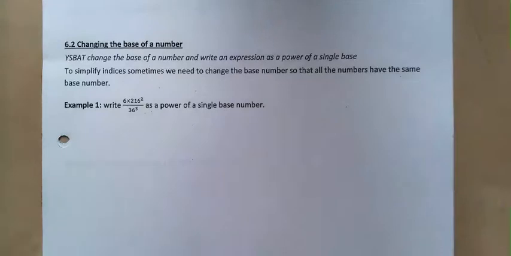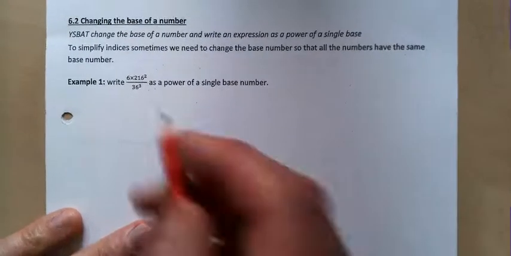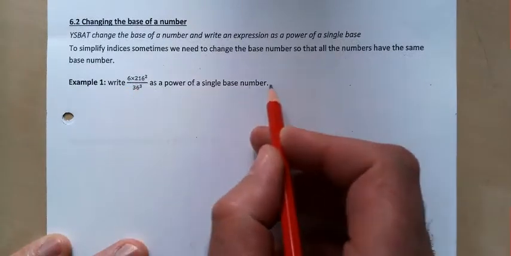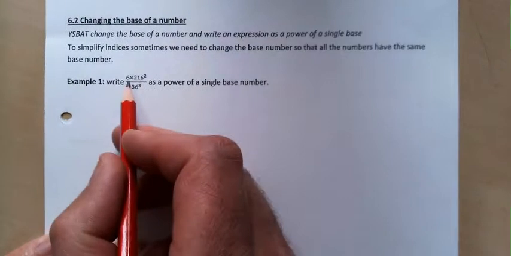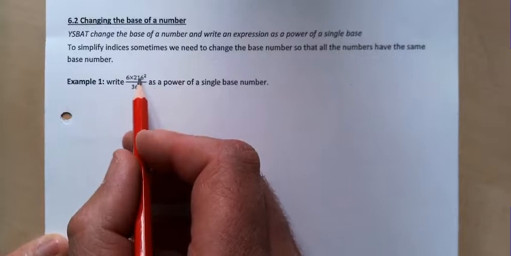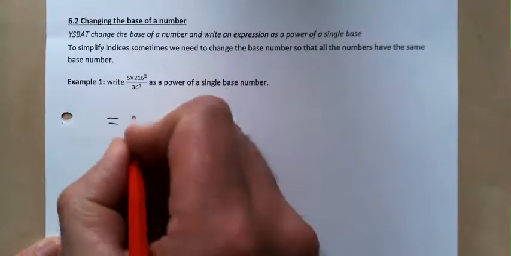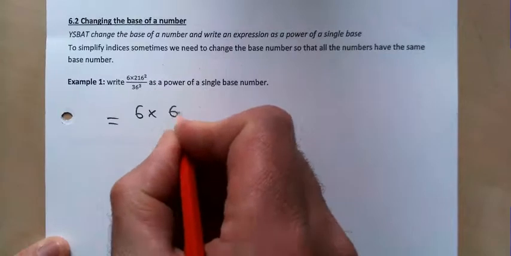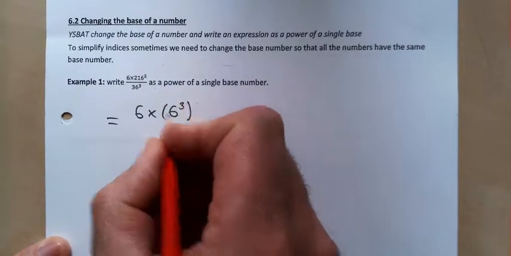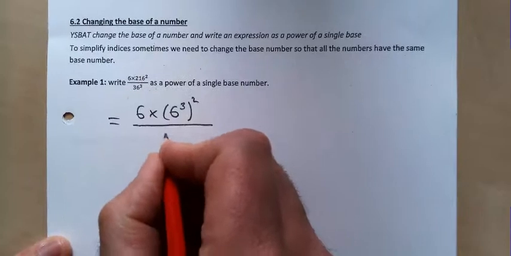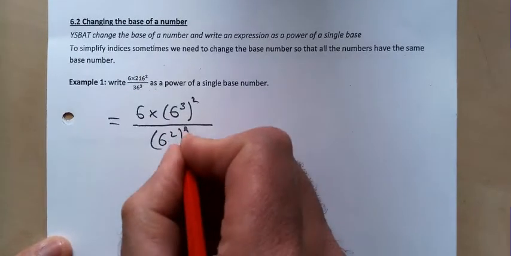Okay, we're doing GCSE Maths and we're looking at indices. Next is changing the base of a number. So it says write this as a power of a single base number. It's up to us to spot that 216 is a power of 6 and 36 is also a power of 6. So I would rewrite this as 6 multiplied by 6 cubed. That's my 216 squared. And then this is going to be 6 squared cubed.